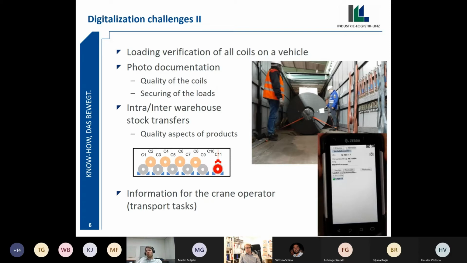We also have to do, as I mentioned before, some intra and inter-warehouse stock transfers. This is due to quality aspects, or because we have to do some intra-stock exchange. As an example here, if we want to load the coil at position C9, we have to remove one of the coils from the second layer to be able to load this coil. So therefore we have to do some stock transfers, and to do that we also have to look at some quality aspects.